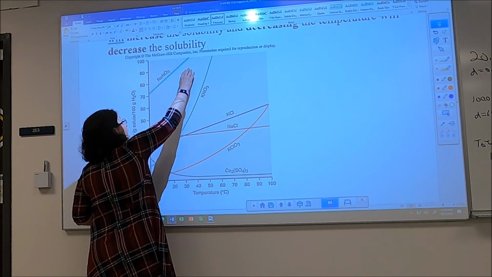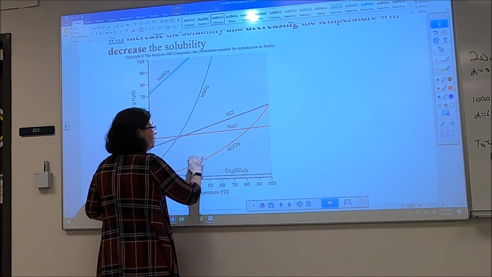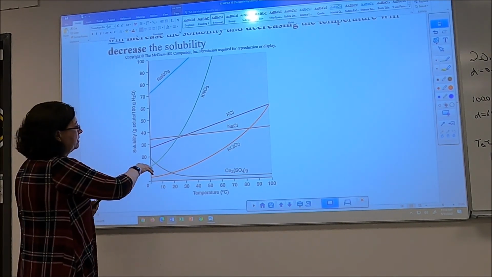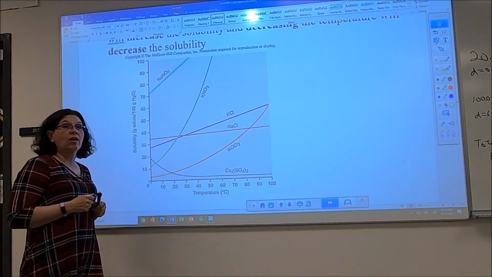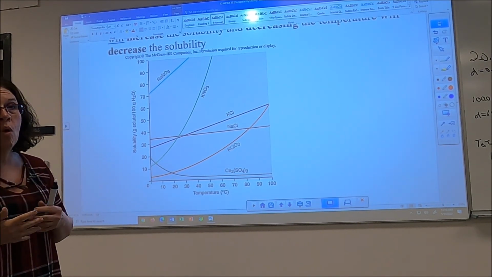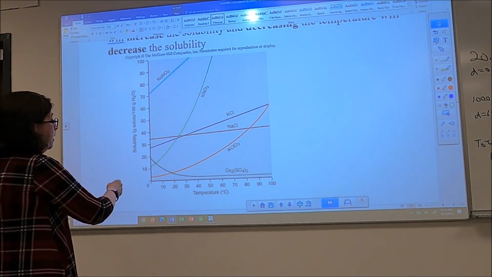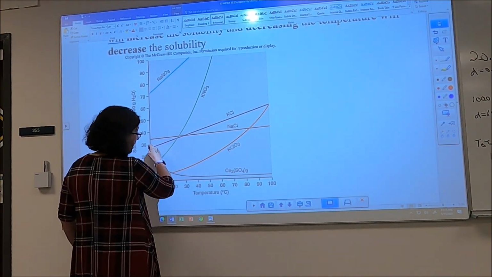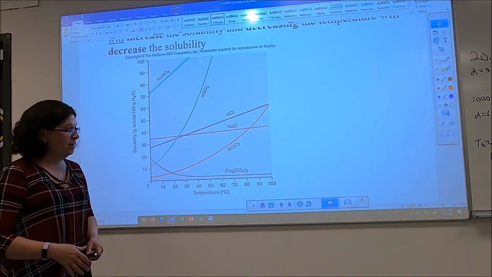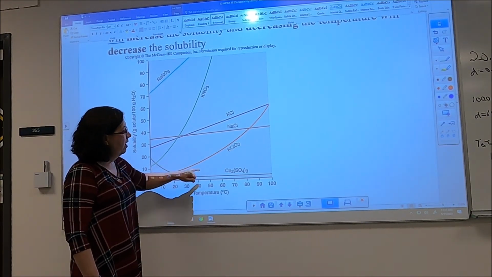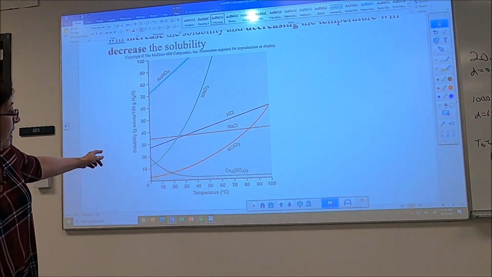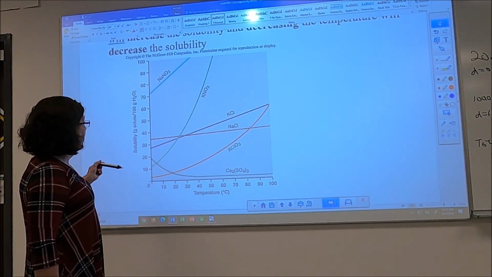But notice for sodium nitrate, potassium chloride, potassium chlorate, increasing temperature increases solubility, which tells me then that the mixing process of those salts with water is endothermic. Now, notice that cesium sulfate here, the solubility goes down and levels off as you increase temperature. What that tells me is the process of cesium sulfate dissolving in water is exothermic. So as I increase temperature, I decrease solubility.